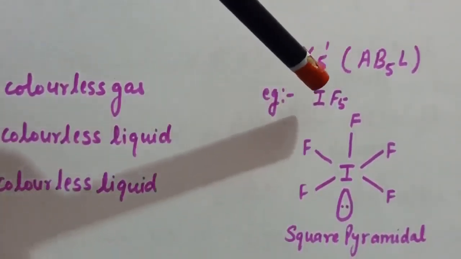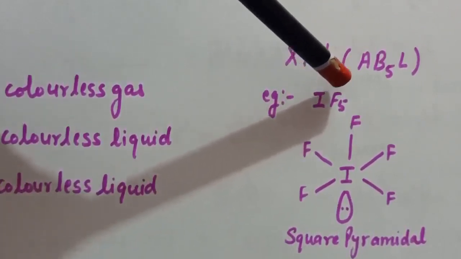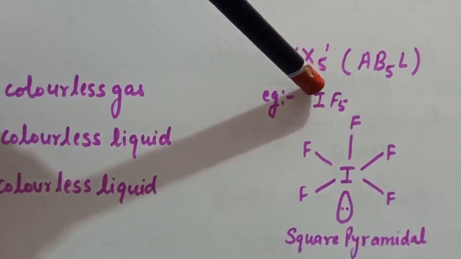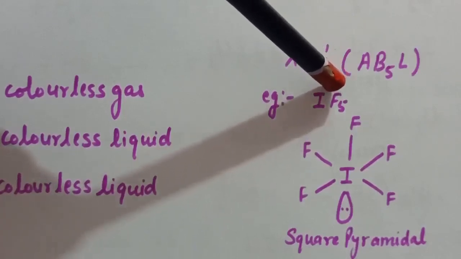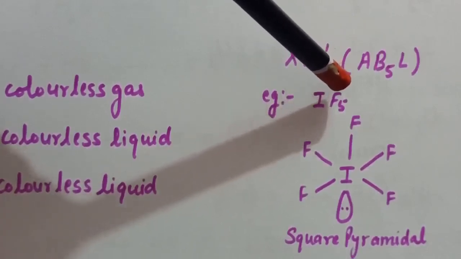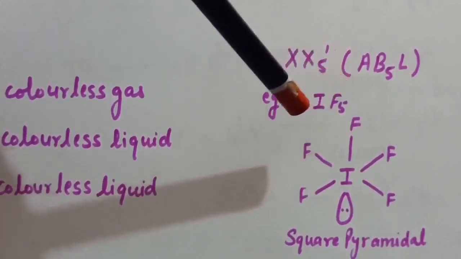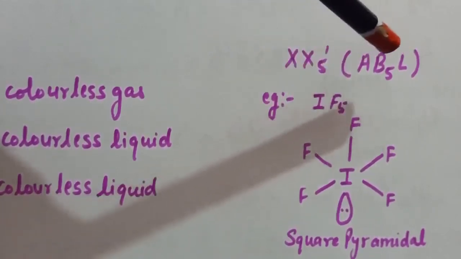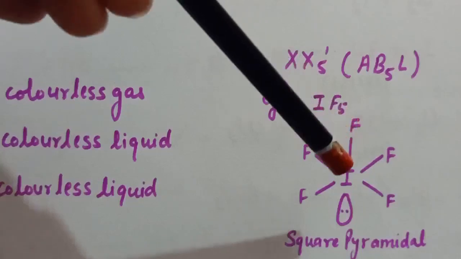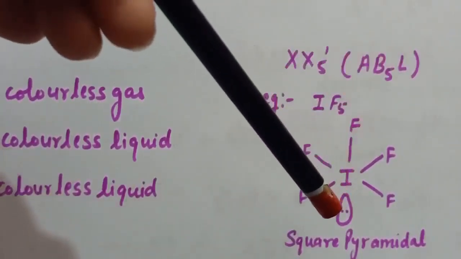Now here iodine is in center and these 5 fluorine atoms are side atoms. Now again iodine has 7 valence electrons. Now 5 electrons of iodine will form bonds with these 5 fluorines, and after that 2 electrons are left. 2 electrons left means one lone pair of electrons. So this is of the type AB5L according to VSEPR theory, where A represents iodine, B represents fluorine, and L represents one lone pair of electrons.